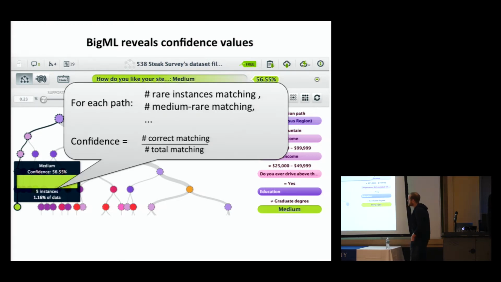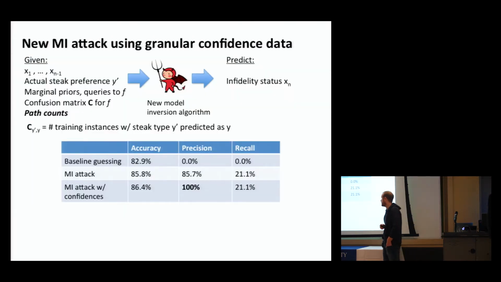We also went back and looked a little bit more carefully at BigML. We realized there's a bunch of information on the interface that we weren't taking advantage of. In fact, information about how many instances in this training data set, which in these simulations we assume we don't have, match certain paths in the decision tree. This helps us build a slightly better model inversion adversary that does better on accuracy, but also does spectacularly well on precision. So for people who reported themselves as having cheated on their wife or husband, we will catch that, at least as suggested by these simulations.